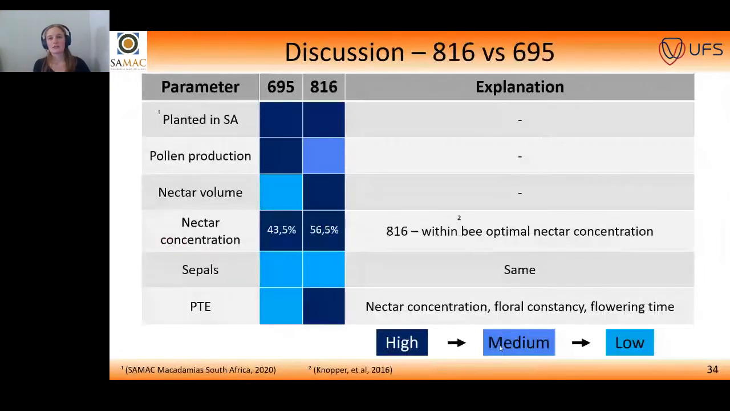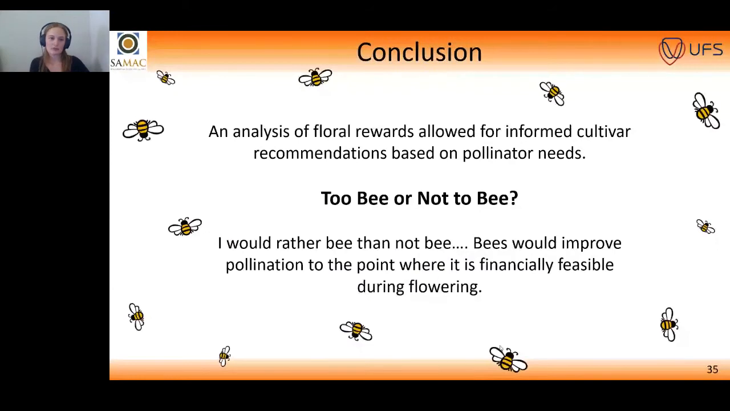When discussing 816 and 695 specifically, we see that both cultivars are commonly planted in South Africa. 695 scored much higher in terms of the amount of pollen produced by each of the flowers, whereas 816 had a higher nectar volume, although that was not a significant parameter. 816, however, did also have a more ideal nectar sugar concentration as opposed to 695. The sepal surfaces were relatively the same, and 816 scored much higher in terms of its PTE value. So in conclusion, an analysis of floral rewards allowed for informed cultivar recommendations based on pollinator needs.